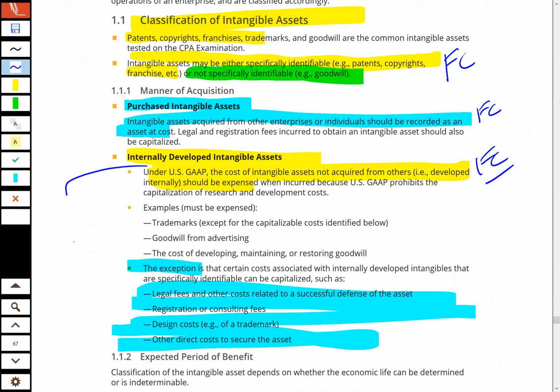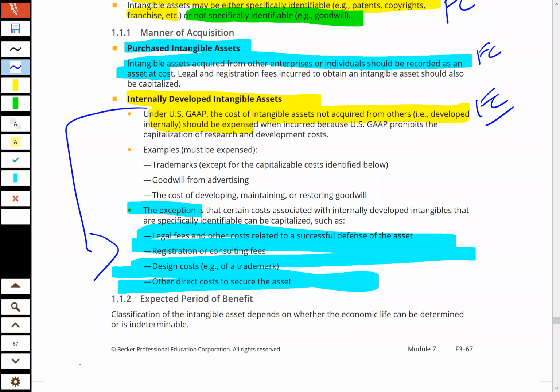In this flashcard about expensing, you can put on the blank side of the card: under US GAAP, the cost of an intangible asset not acquired from others, developed internally, should be expensed. What are the exceptions to that rule? And then you can put the exceptions on the other side.